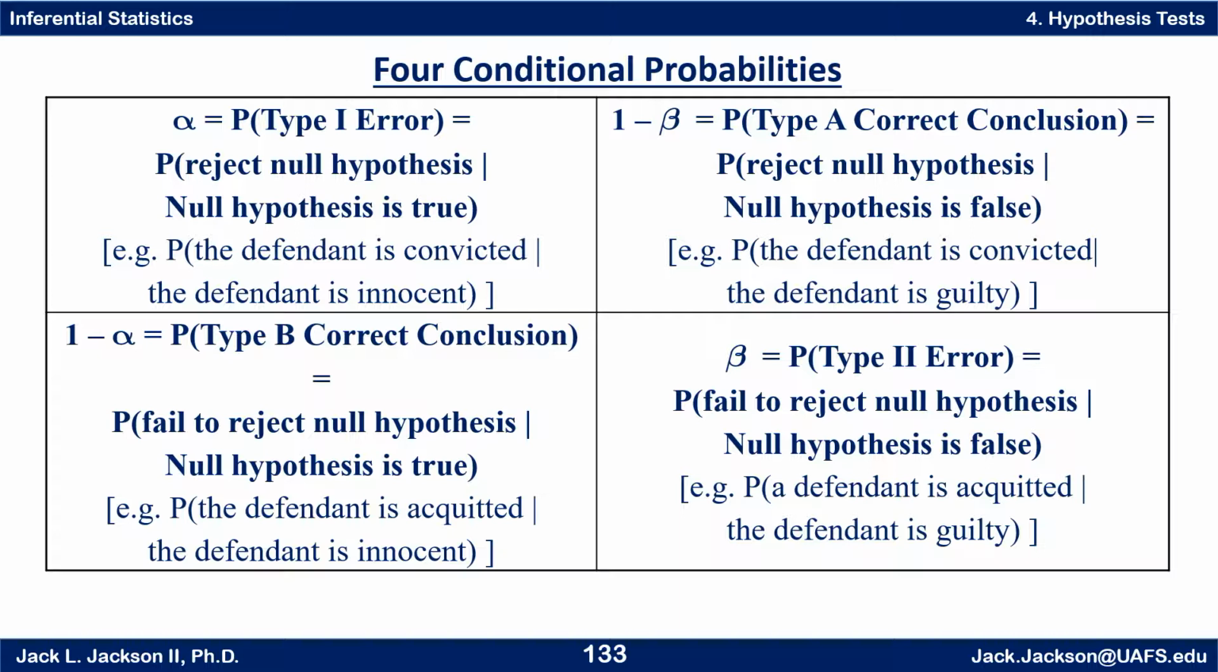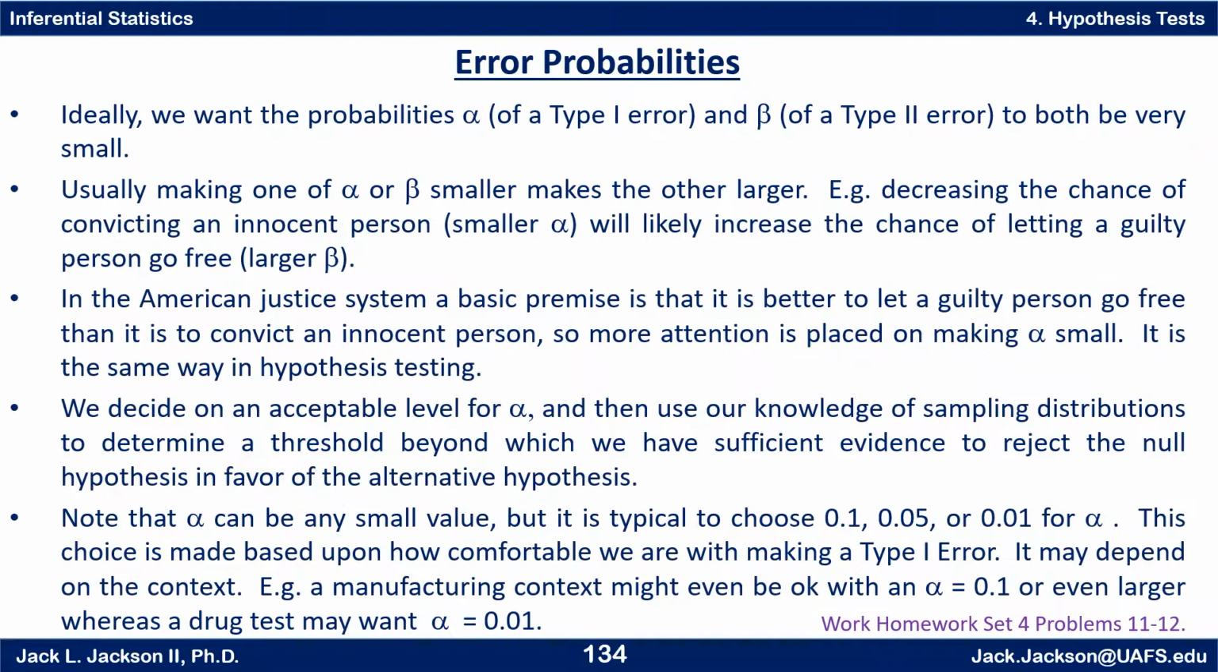So which one is worse, a type 1 error or a type 2 error? What do you think in terms of the justice system? Is it worse to convict some innocent people, or is it worse to let some guilty people go free? Well, that's kind of a matter of personal preference. You may have different answers on that, but a lot of people in the American justice system would have the basic premise that it's better to let a guilty person go free than to convict an innocent person. So more attention is placed on making alpha small. And it's basically the same way in hypothesis testing.